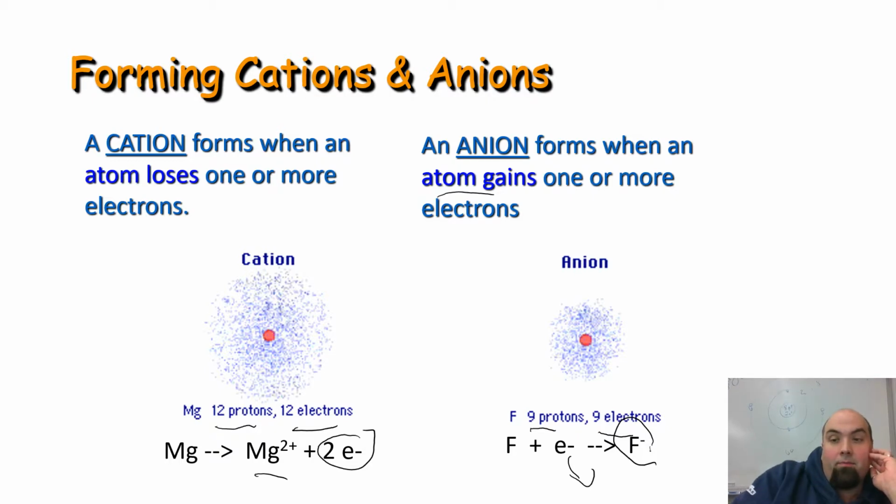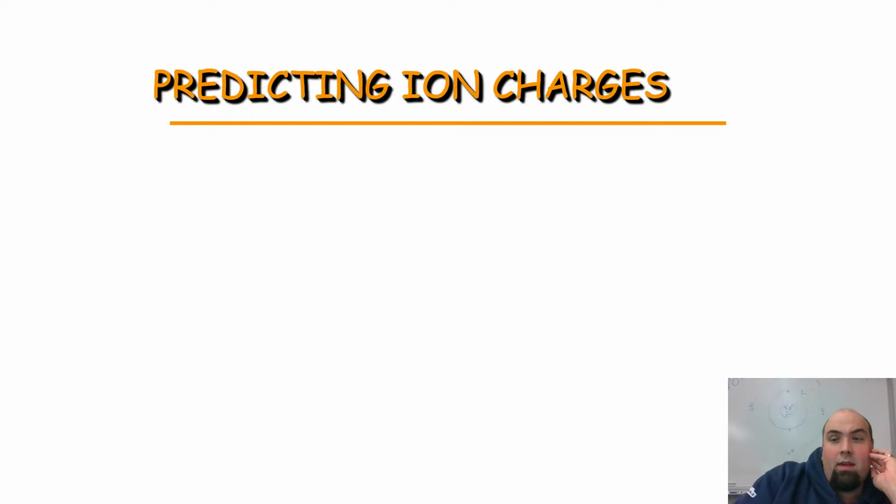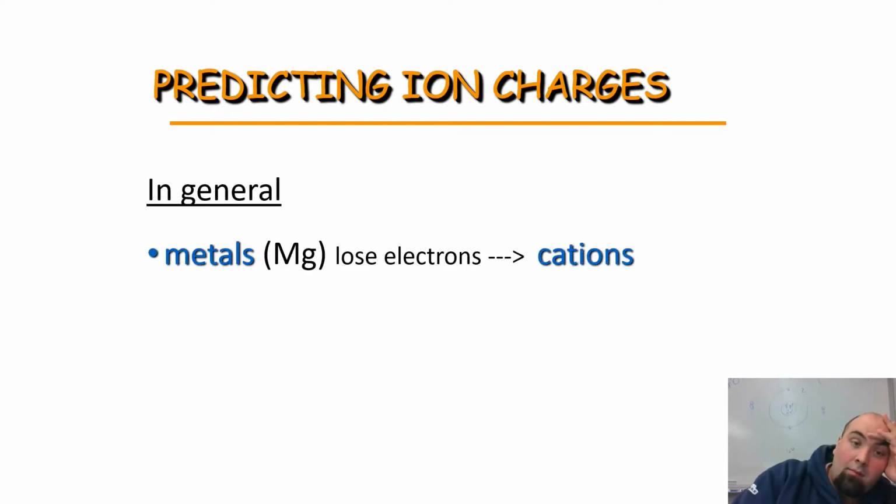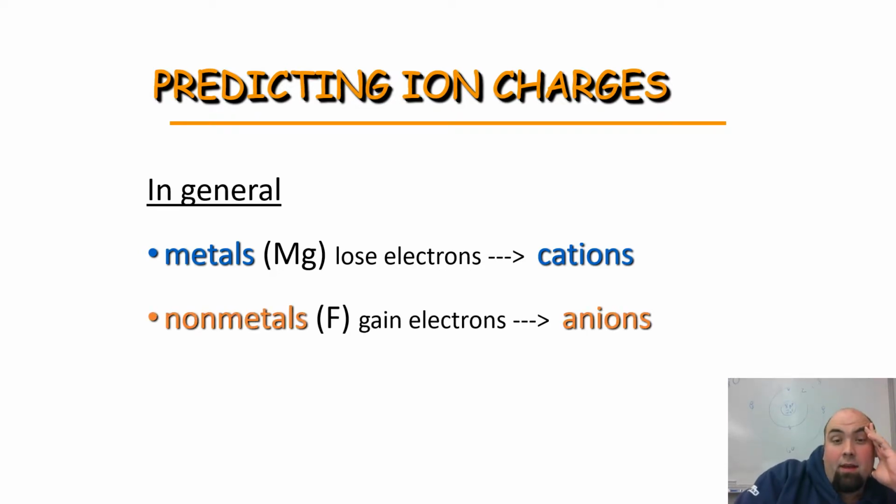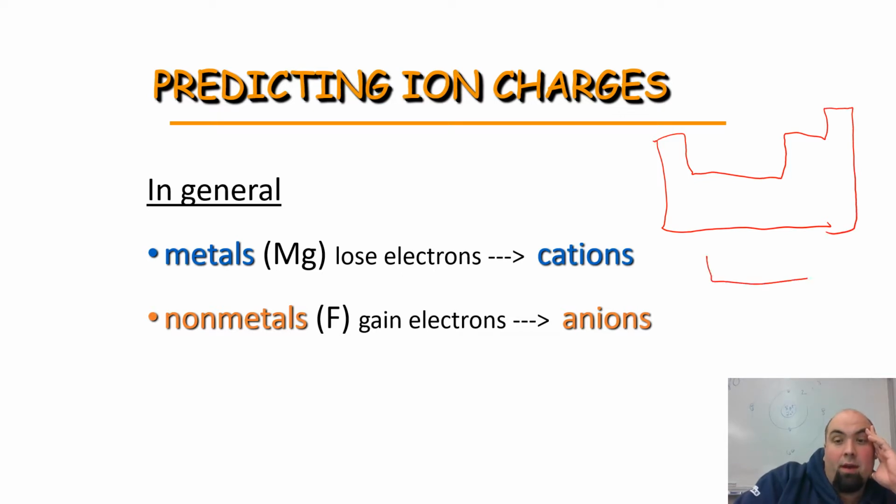And so the other thing to think about in general is that metals form positive ions and nonmetals form negative ions. If you picture the periodic table, most of the periodic table is metals. In fact, almost all of these are.